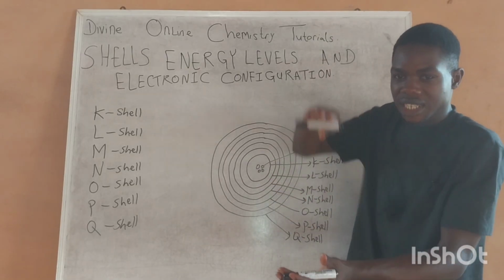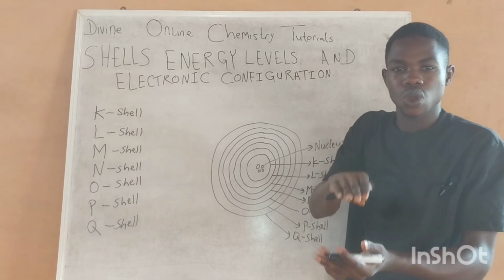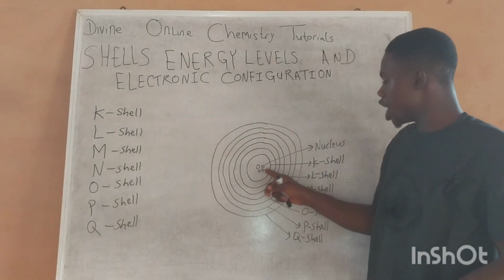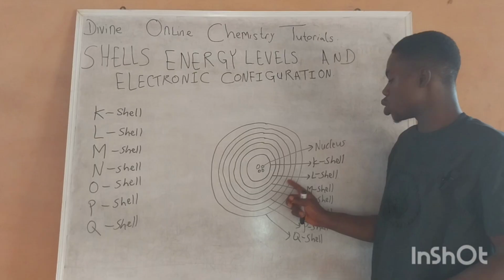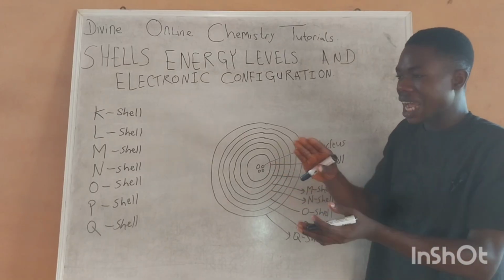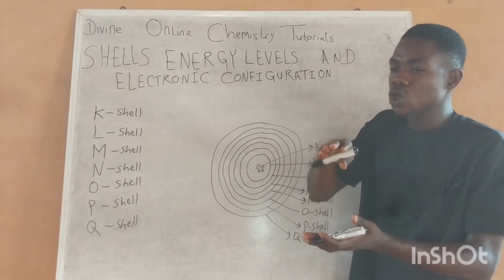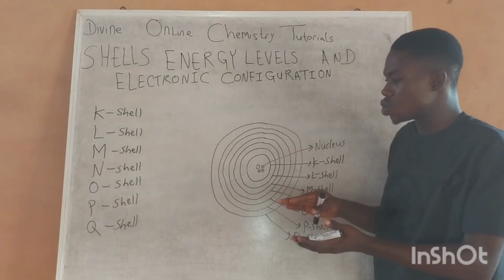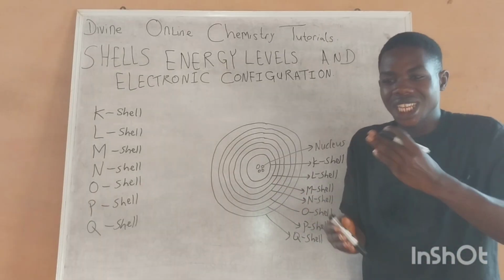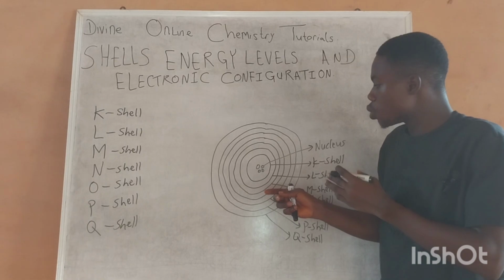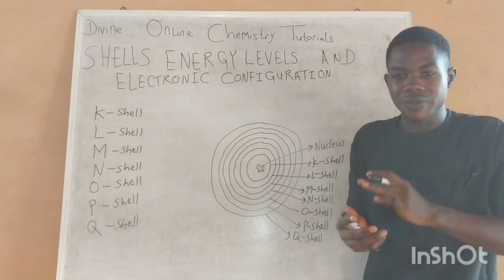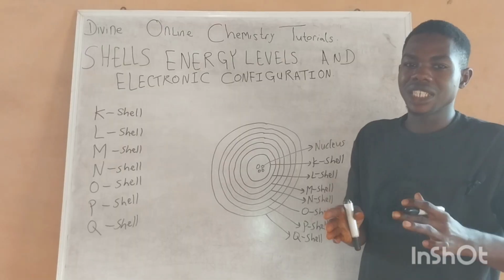So as the shell number increases, their energy level also increases. As the shells go from the K shell to the L shell to the M to the N to the O to the P and to the Q shell, their energy level is also increasing. So guys, please take note that each shell does not have an equal energy level due to the distance between the nucleus and the shell. So this is all about energy level.